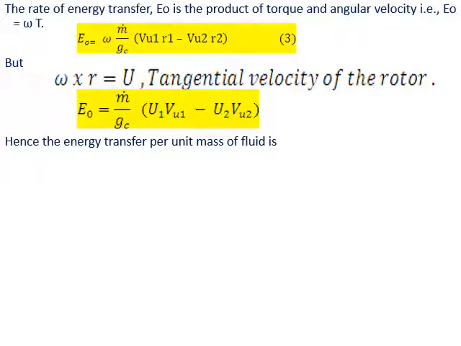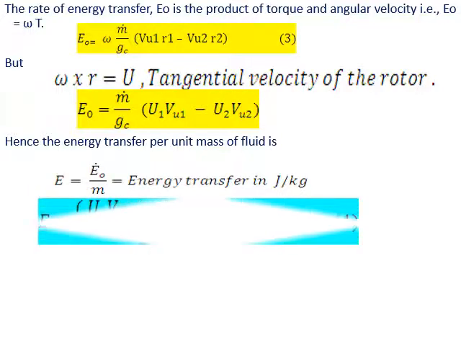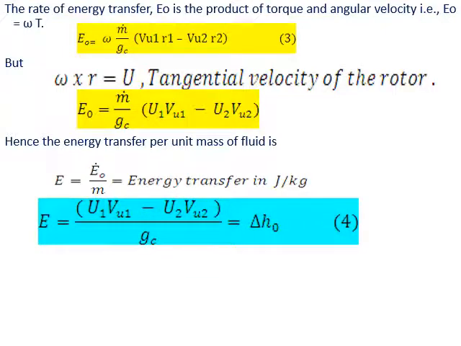Hence, the energy transfer per unit mass of fluid. In case the unit mass of fluid is considered, the energy transfer is given by E naught by M, that is energy transfer in joules per kg. So now this equation becomes E is equal to U1 Vu1 minus U2 Vu2 by Gc, that is equal to the change in enthalpy. That is equation number 4.